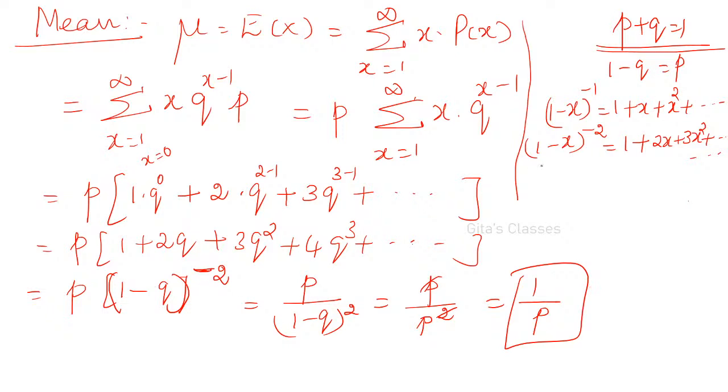Here minus 2 is by this definition. This is the expansion of the series, the whole power minus 2. So 1 minus q the whole power minus 2 can be brought down. So p by 1 minus q the whole square, and 1 minus q is nothing but p. Therefore, I have written p squared. So p by p squared will become 1 by p. Understood? Shall we go to variance? Any doubts? Got it, Shivakumar? I hope you got it.